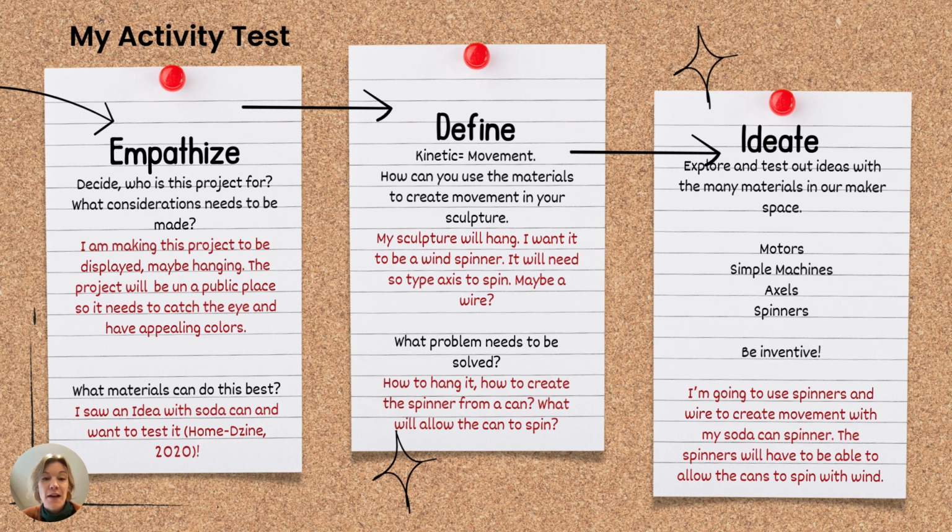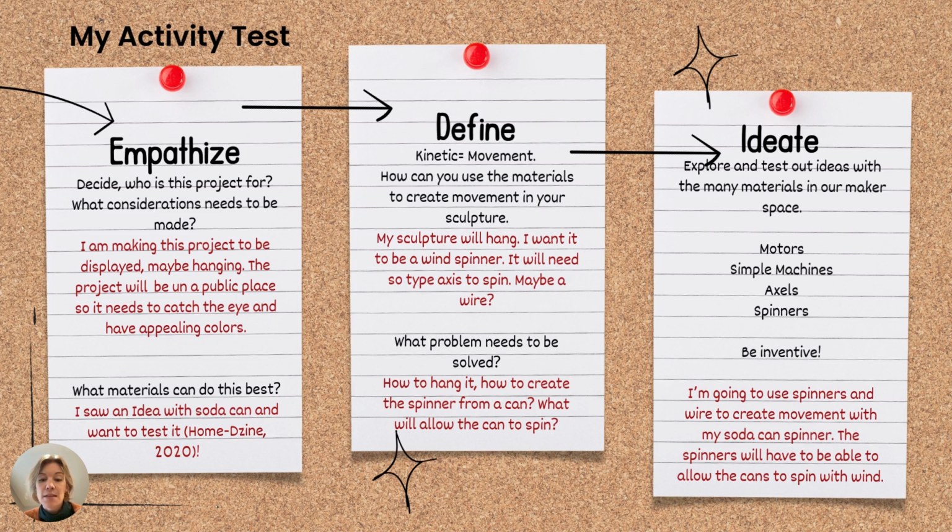And then as far as defining the project, it needs to be kinetic. That means it has to be a sculpture with movement. And I'm already thinking that my sculpture is going to hang. I want it to be a wind spinner. So it doesn't need a motor, but as it's hanging, it will need to be affected by movement and wind. And so it's going to need some type of axis to spin. Maybe the wire will be spinny enough. Some problems that need to be solved are: how can I hang it? How am I going to even create this from a can? And how will I tie in that kinetic movement piece?